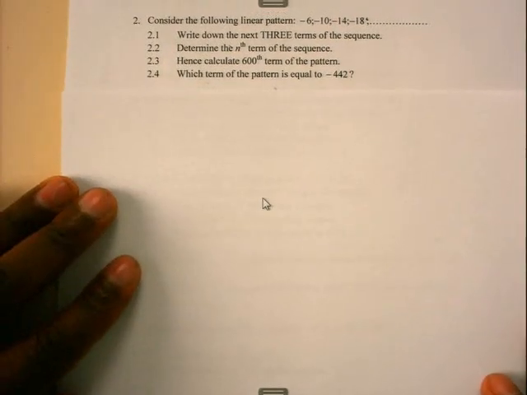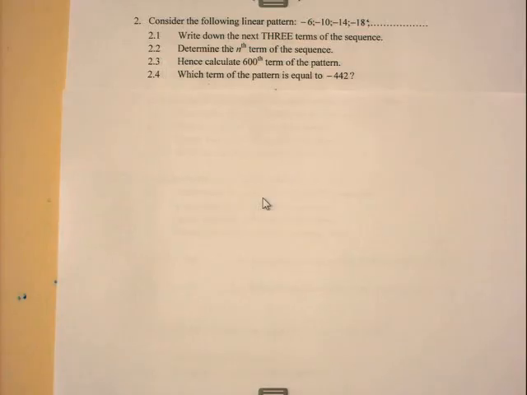Thank you. I think number 2 is nicely projected on your screens. May I just read it for you? Consider the following linear pattern. Again, you are still being given a linear number pattern. The first term is -6, -10, -14, -18, and so forth. The first question states, write down the next 3 terms of the sequence.